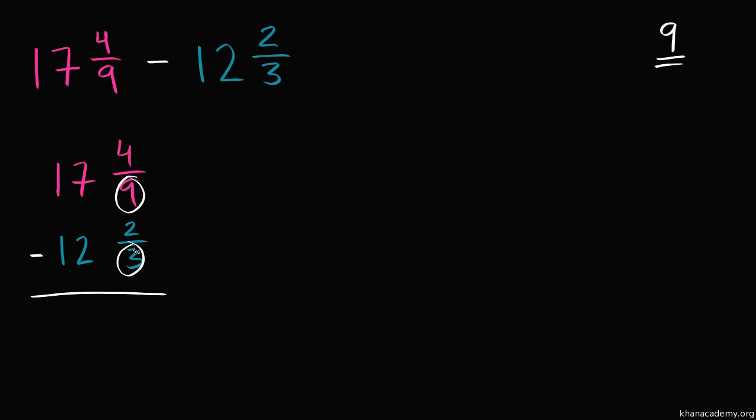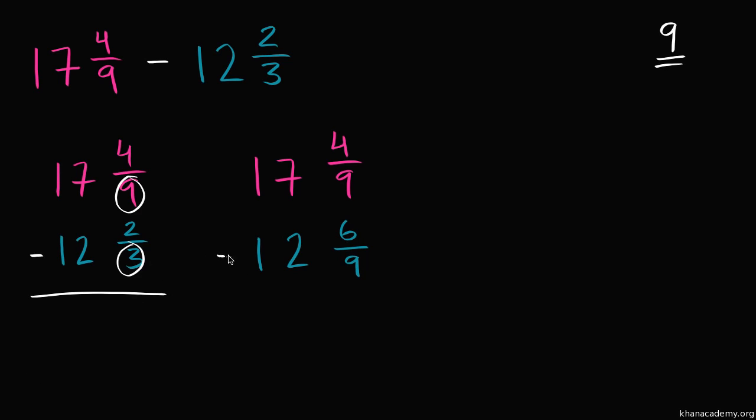So I can rewrite both of these fraction parts in terms of ninths. Now the one on top already is written in terms of ninths, so I can just rewrite that: 17 and 4/9. And the one on the bottom I can write as 12 and some number of ninths. So 2/3 is how many ninths? Well, to go from thirds to ninths, I had to multiply by 3. So the numerator I need to multiply by 3 as well. 2 times 3 is 6. 2/3 is the same thing as 6/9.